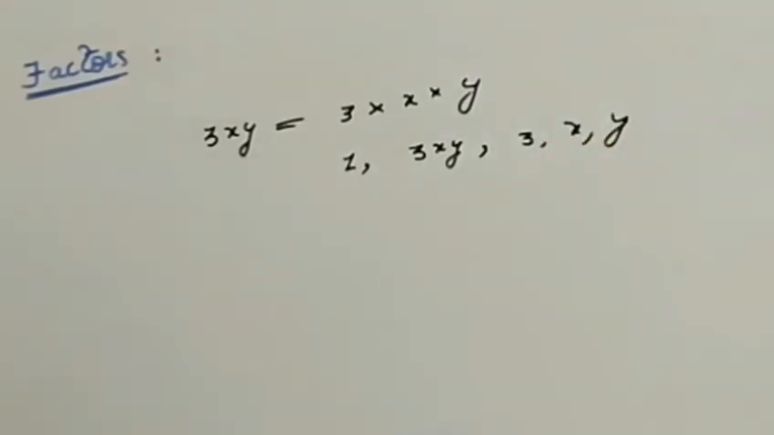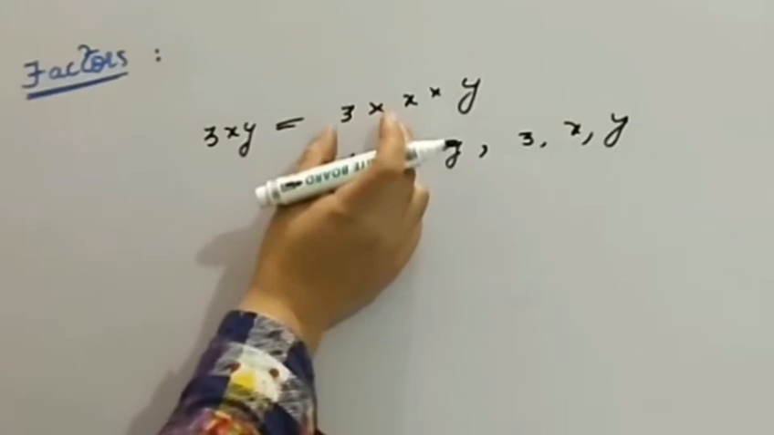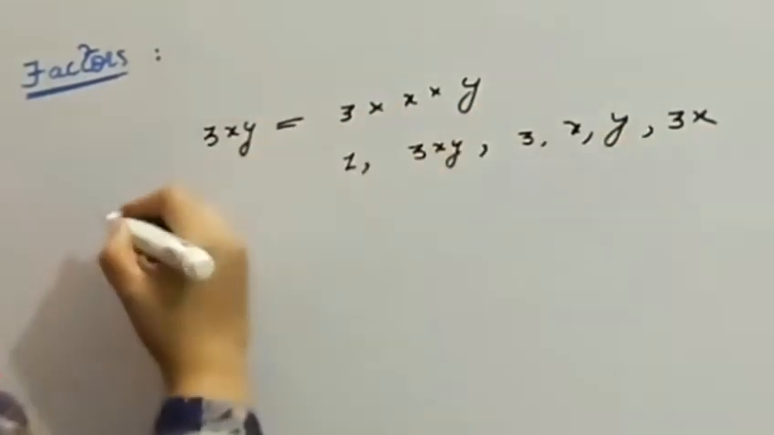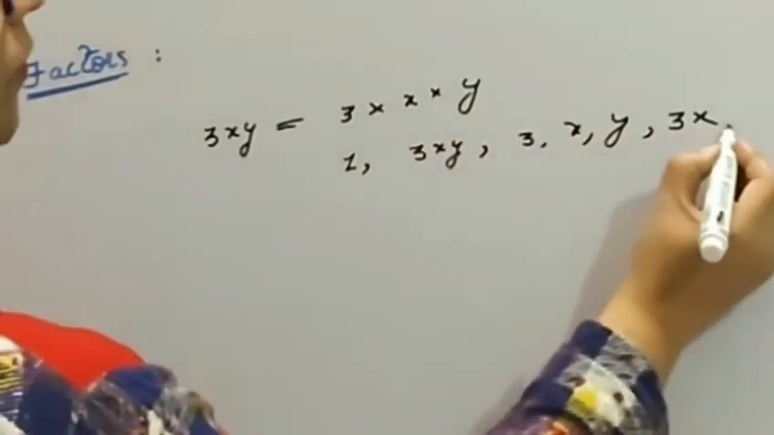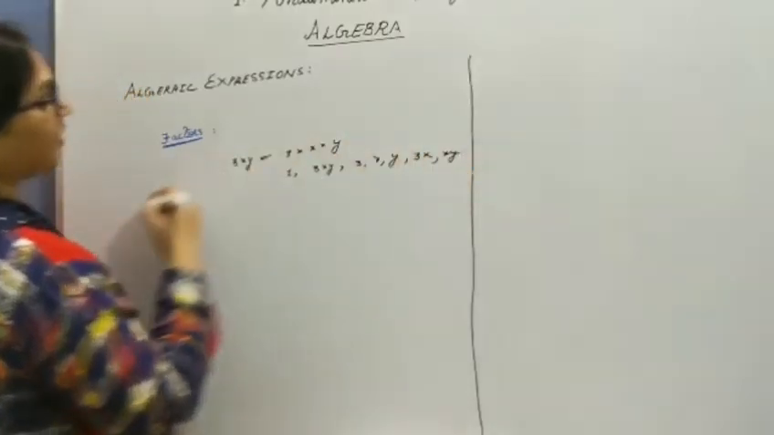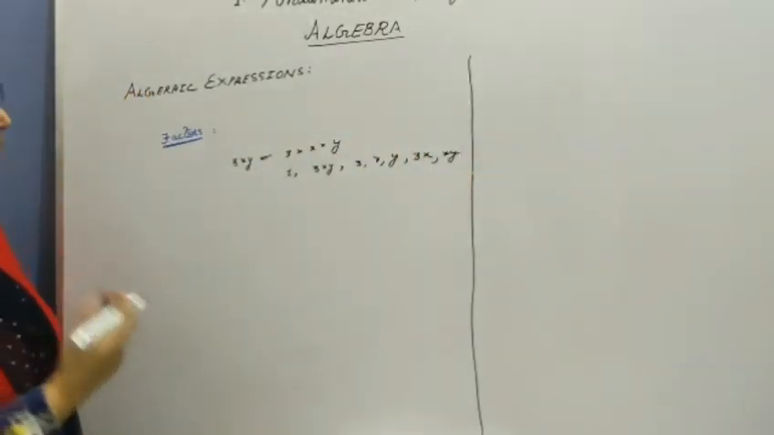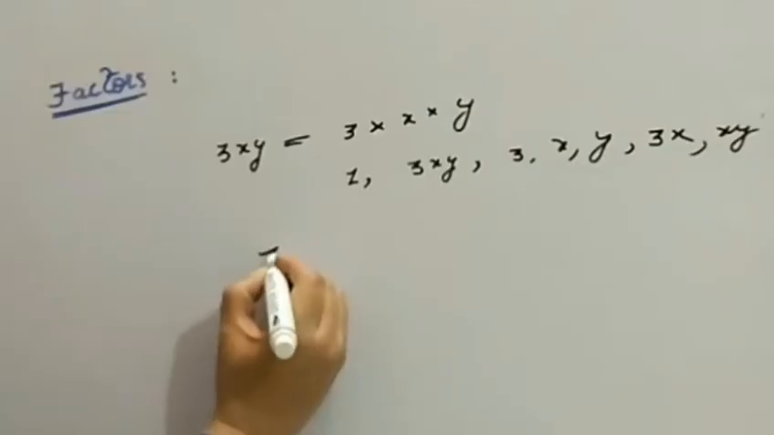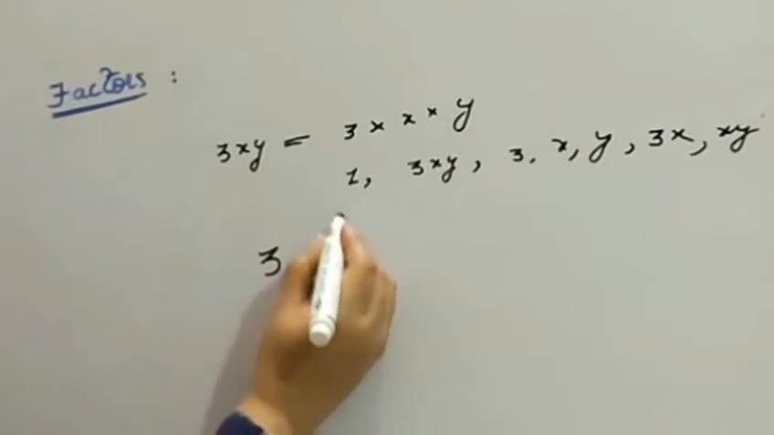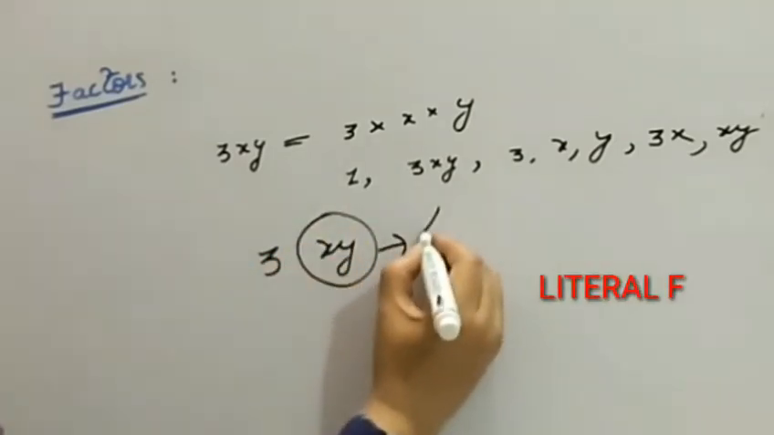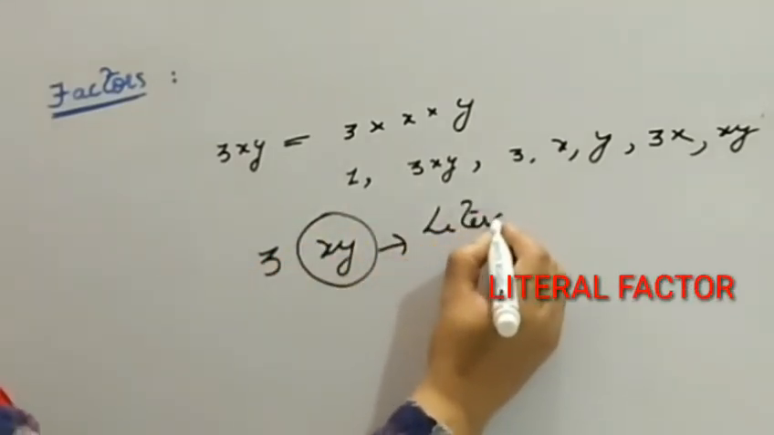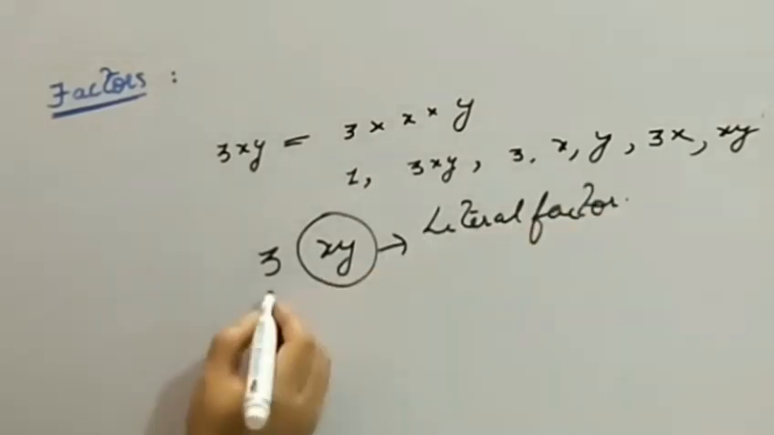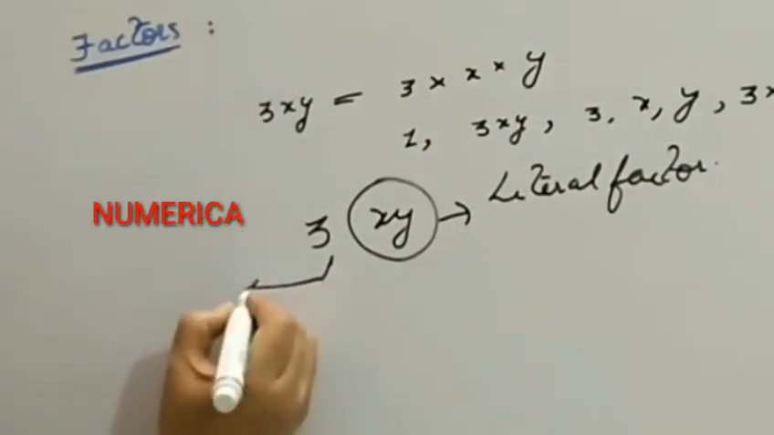You can make more factors by multiplying any two out of them. 3 into x, 3x is a factor of this term, or x into y, xy is a factor of this term. This is how we can find many factors of the given term. One more important part, in this term 3xy, xy is called literal factor and the fixed value of the term is called real factors.